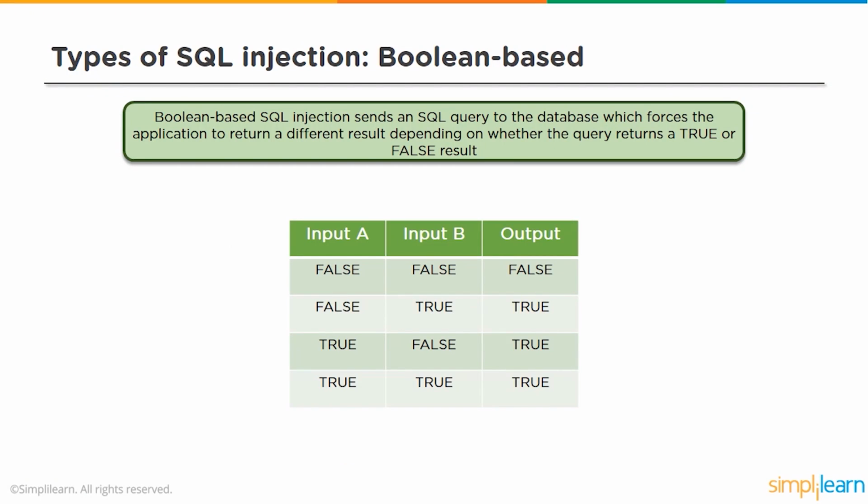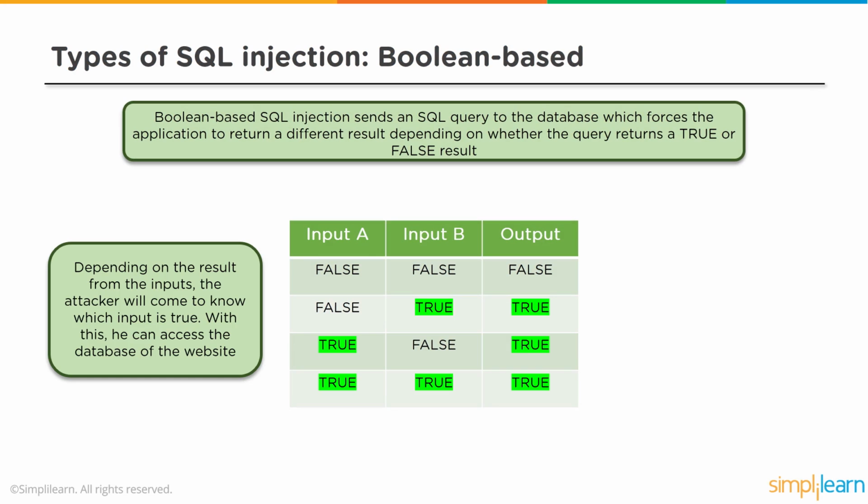Then we come to Boolean-based SQL injection. It sends a SQL query to the database which forces the application to return a different result depending on whether the query returns a true or a false result. So basically, if both the inputs are false, the output would be false. If one input is false and the other input, input B, is true, the output would be true, and so on and so forth.